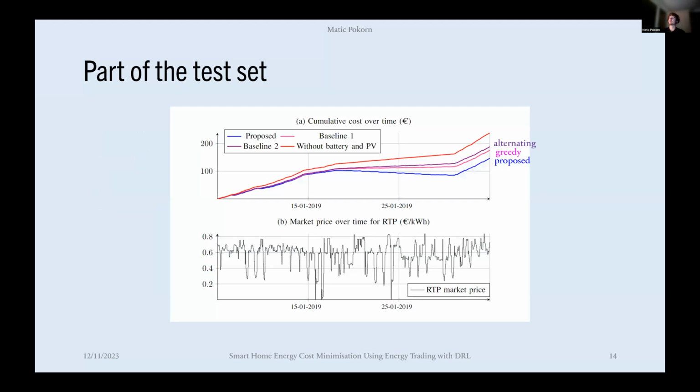So this is the part of the test set. The graph above shows us the cumulative cost over time. And the blue line is our proposed solution. You can see how gradually our agent is making gains in such a way that the cumulative cost is lower than the baseline policies. And below we can see the RTP market price.